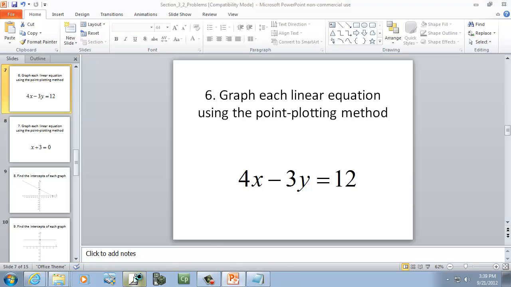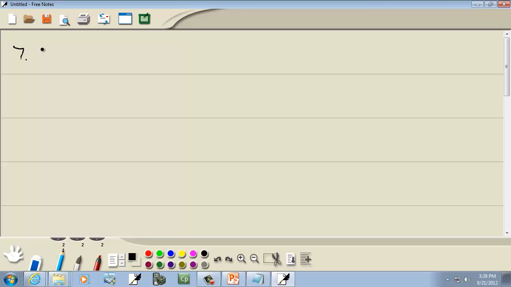Now, next one's an oddball case. So let's take a look at it. And then I'll talk about, after I work this one, I'll talk about the oddball cases. Now, before we solve for y, if you got a single variable like this, then solve for the single variable. So we'll take 3 over, and we get x equals negative 3.